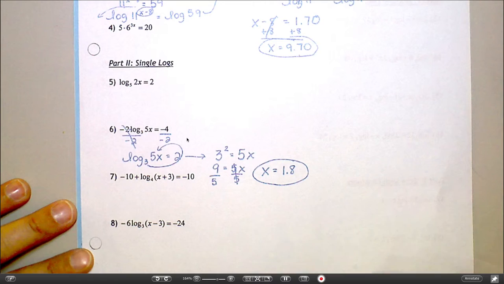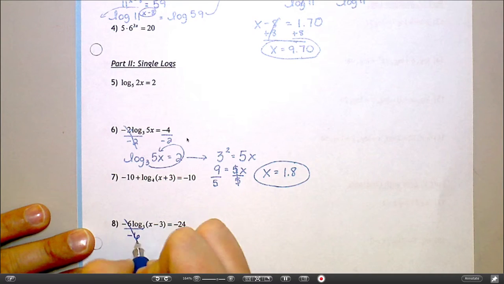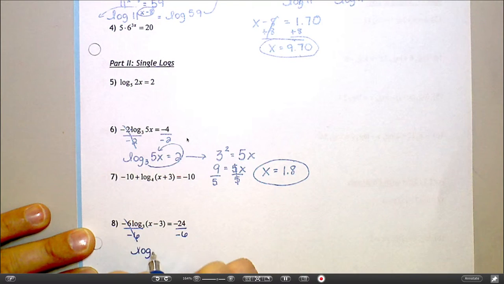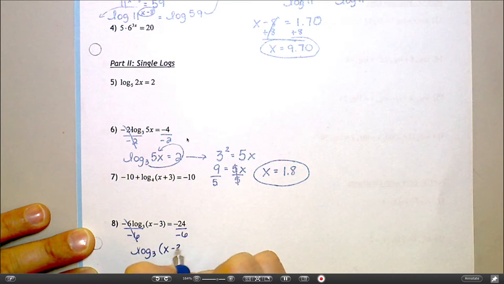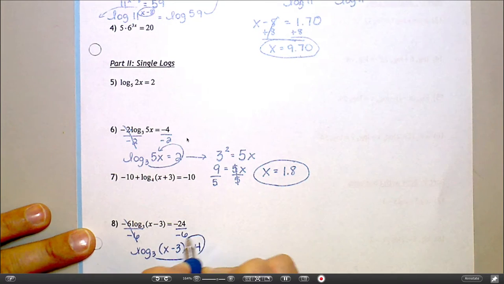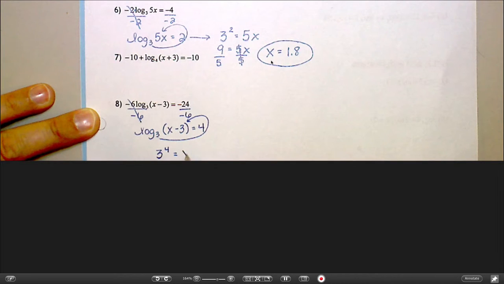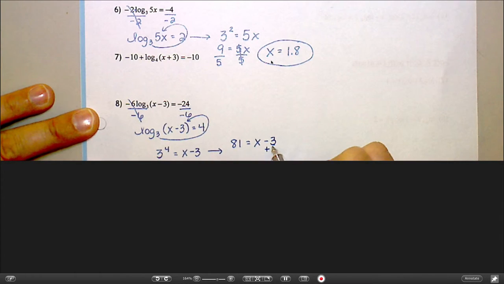Hopefully. I'll write that one out. I just talked through the whole thing, so I may as well. Divide by negative 6, divide by negative 6. So now I have log base 3 of x minus 3 equals positive 4. I'm going to rewrite it as an exponent. So 3 to the power of 4 equals x minus 3. Well, 3 to the power of 4 is 81. And then from there, if I'm solving for x, I would just add 3 to each side. So x would equal 84.